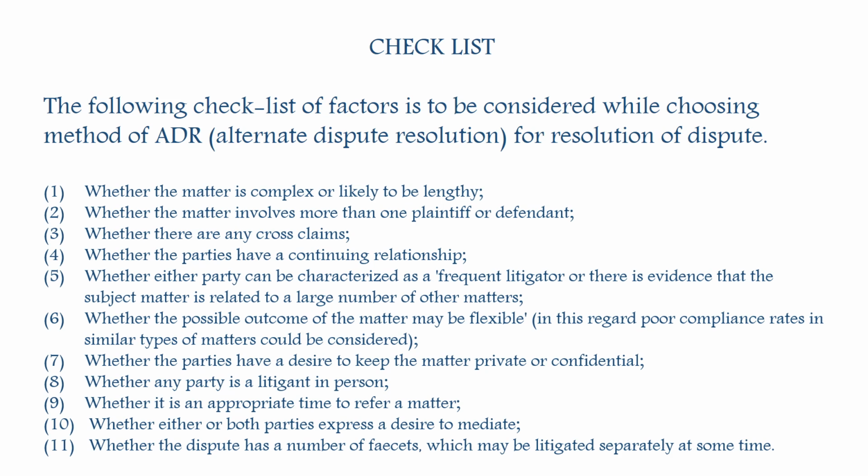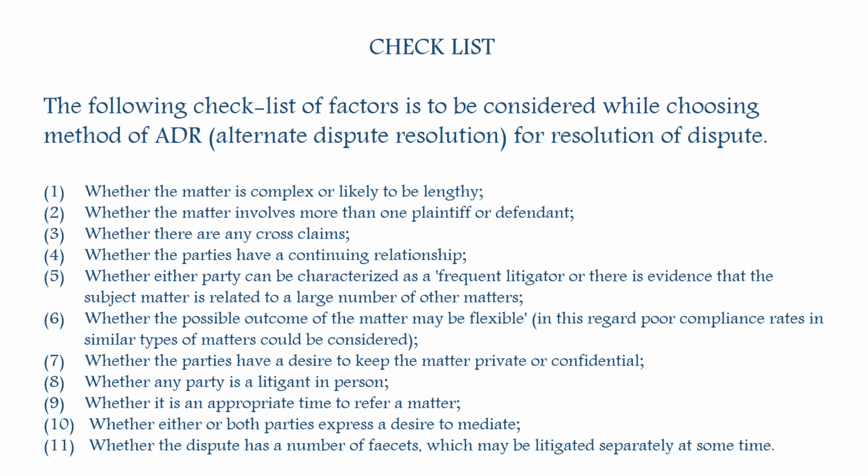Second is whether the matter involves more than one plaintiff or defendant. Third is whether there are any cross claims. Fourth is whether the parties have a continuing relationship. Fifth is whether either party can be characterized as a frequent litigator or there is evidence that the subject matter is related to a large number of other matters.